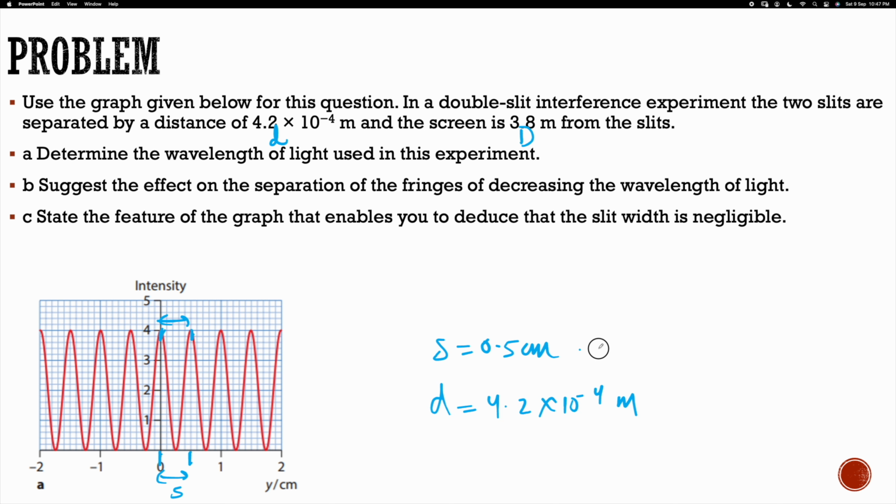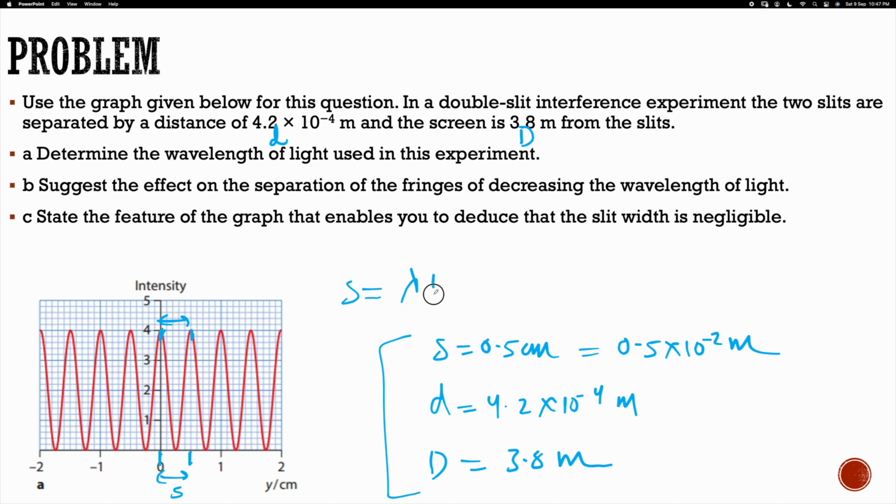Let me convert that also into meters: 0.5 times 10 to the power of minus 2 meters. Capital D is given as 3.8 meters. Everything is given except for lambda. So from the formula s is equal to lambda D by small d, I can write lambda is equal to s into small d by capital D. So we plug in all the values and get the value of lambda. I'm not doing it, you can do it on your own.